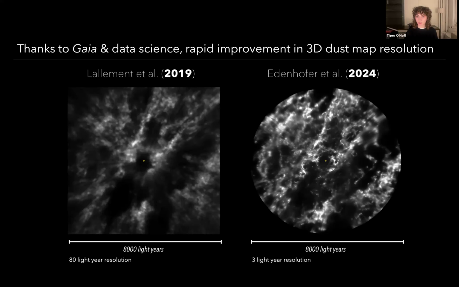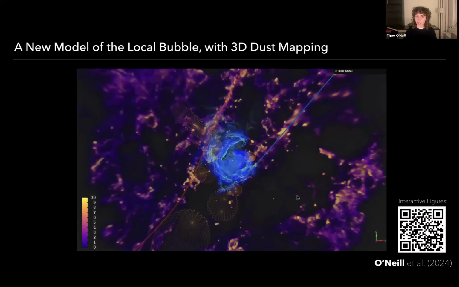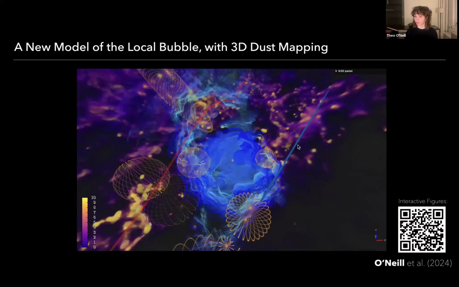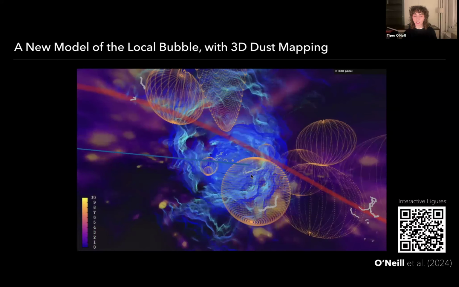So earlier this year, when this map came out, myself and my collaborators decided to create a new model of our local bubble using this higher resolution 3D dust map. And so the results of that modeling are shown here. I'm showing here a link to an interactive figure from the paper that we've created with this new model of the local bubble. You can scan the QR code if you'd like to play around with this figure yourself.